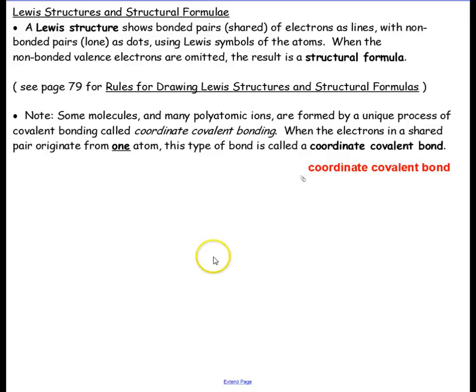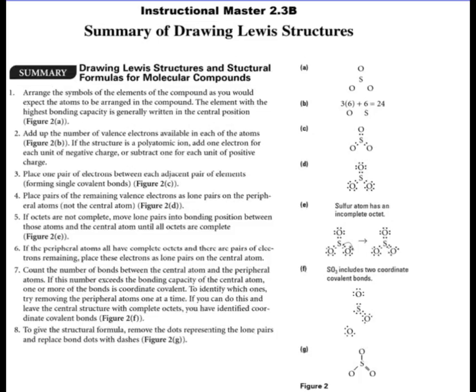The rules for drawing Lewis structures and structural formulas are pretty detailed. It's in your textbook on page 79, and there's also a handout given here which outlines many steps that in most cases are needed in order to determine the Lewis structure or the structural formula for a given compound. So read through this series of steps, and the example shown is for sulfur trioxide.